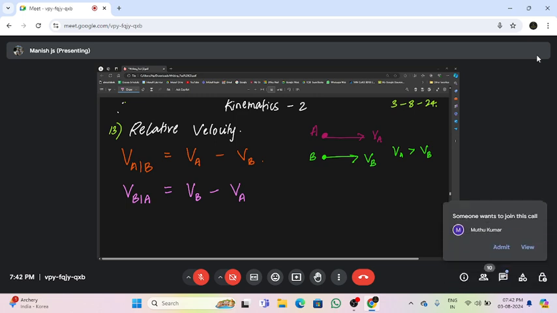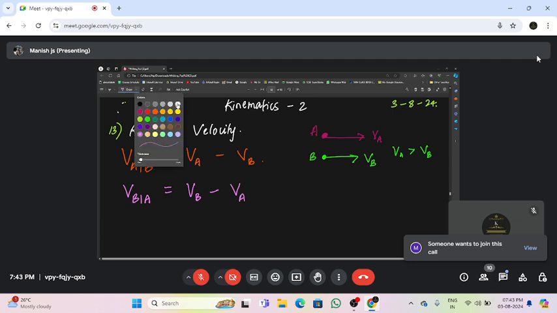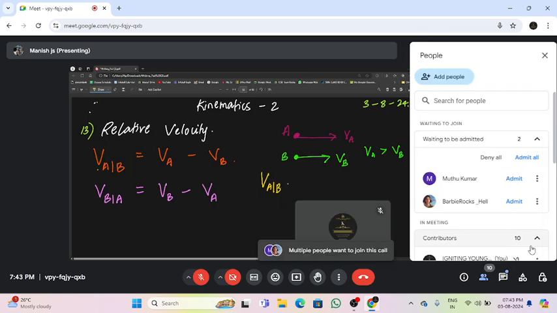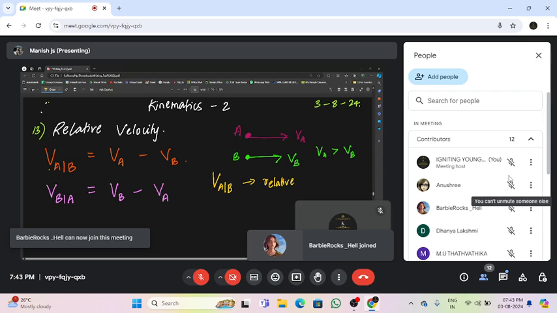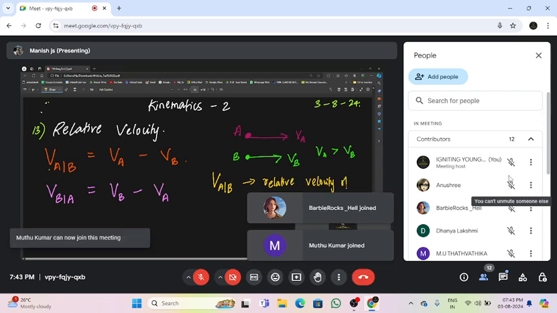So this is basically the idea of relative velocity. When objects are moving in the same direction, you have to keep in mind that you express the velocity of that object minus the velocity of the other object in the same direction of motion. That's how it works. I'll write it down here for your reference. VAB, what do you call VAB? You call this the relative velocity of A with respect to B.